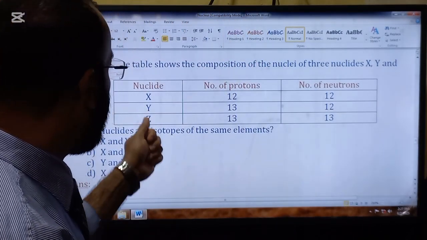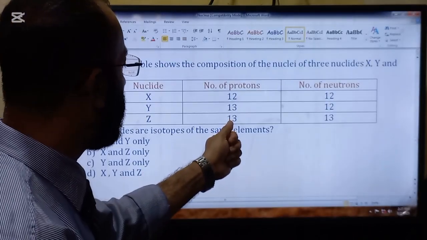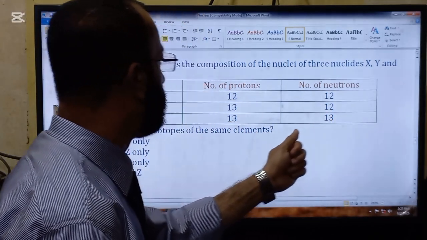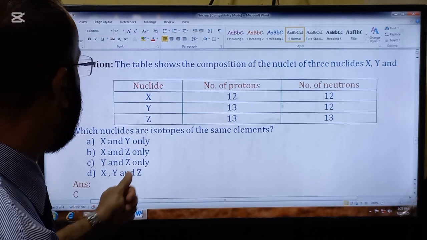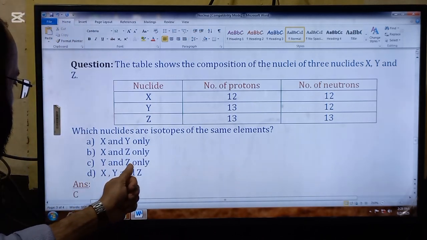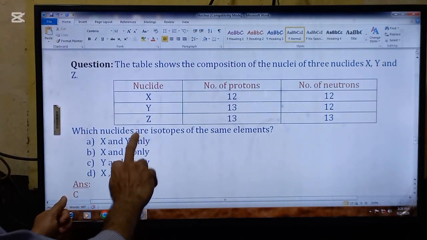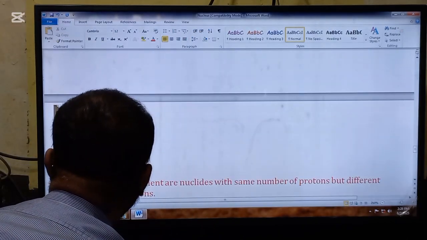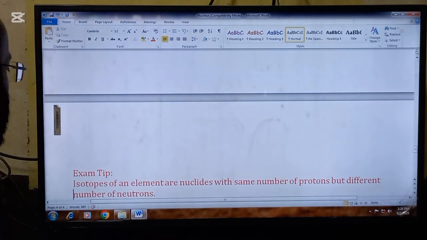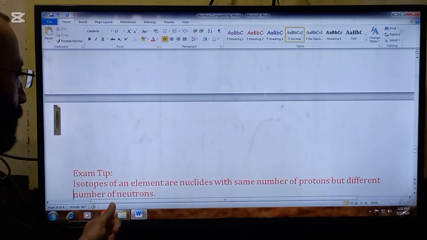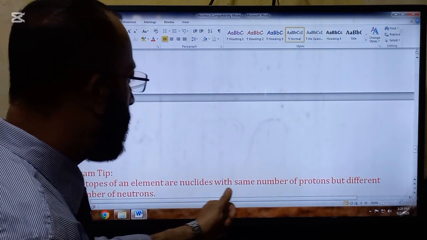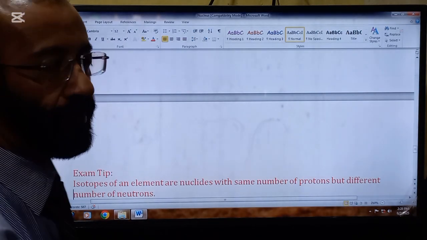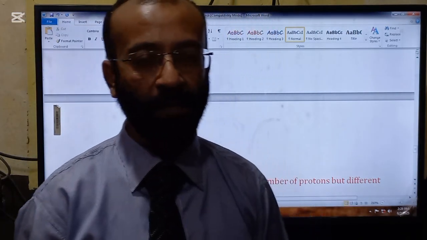If you look at Y and Z, they have the same protons, that is 13, but different neutrons, that is 12 and 13. So Y and Z. Option C is right. These are isotopes of each other. Exam tip for you students: isotopes of an element are nuclides with the same number of protons but different number of neutrons.